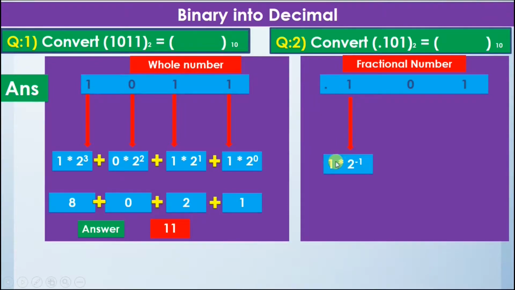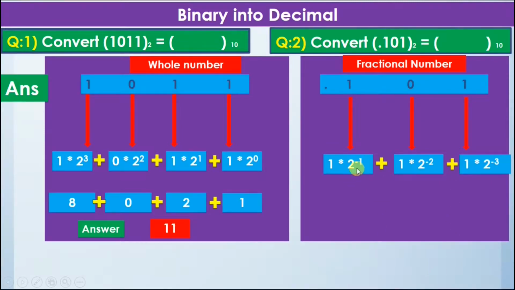So first of all, we will take the number 1 and multiply it by 2 raised to power minus 1. Then we take the number 0 and multiply it by 2 raised to power minus 2. And then we take the number 1 and multiply it by 2 raised to power minus 3. The difference between this method and this method is that the negative powers are used here, and here we use the positive powers. After multiplication, we will add all of them together.